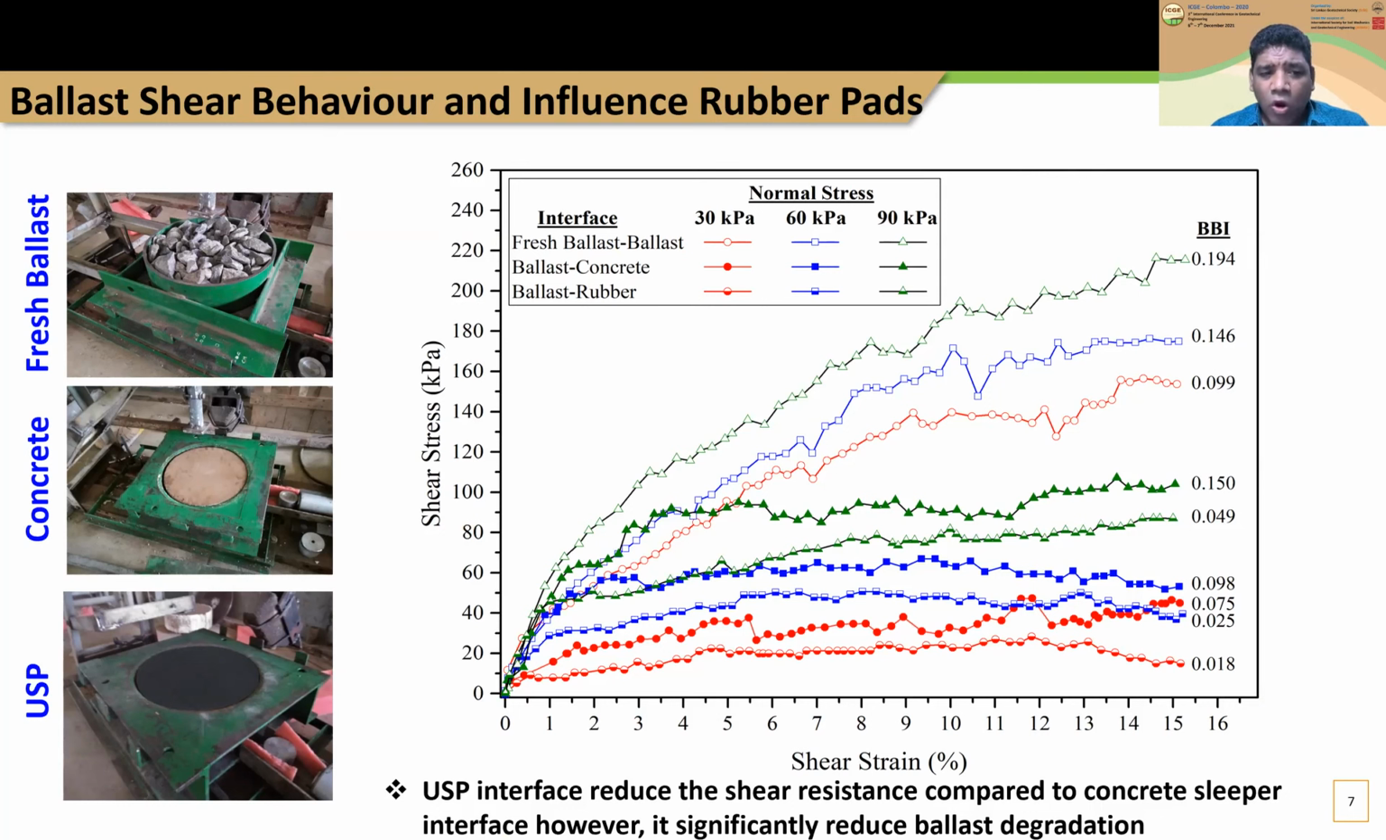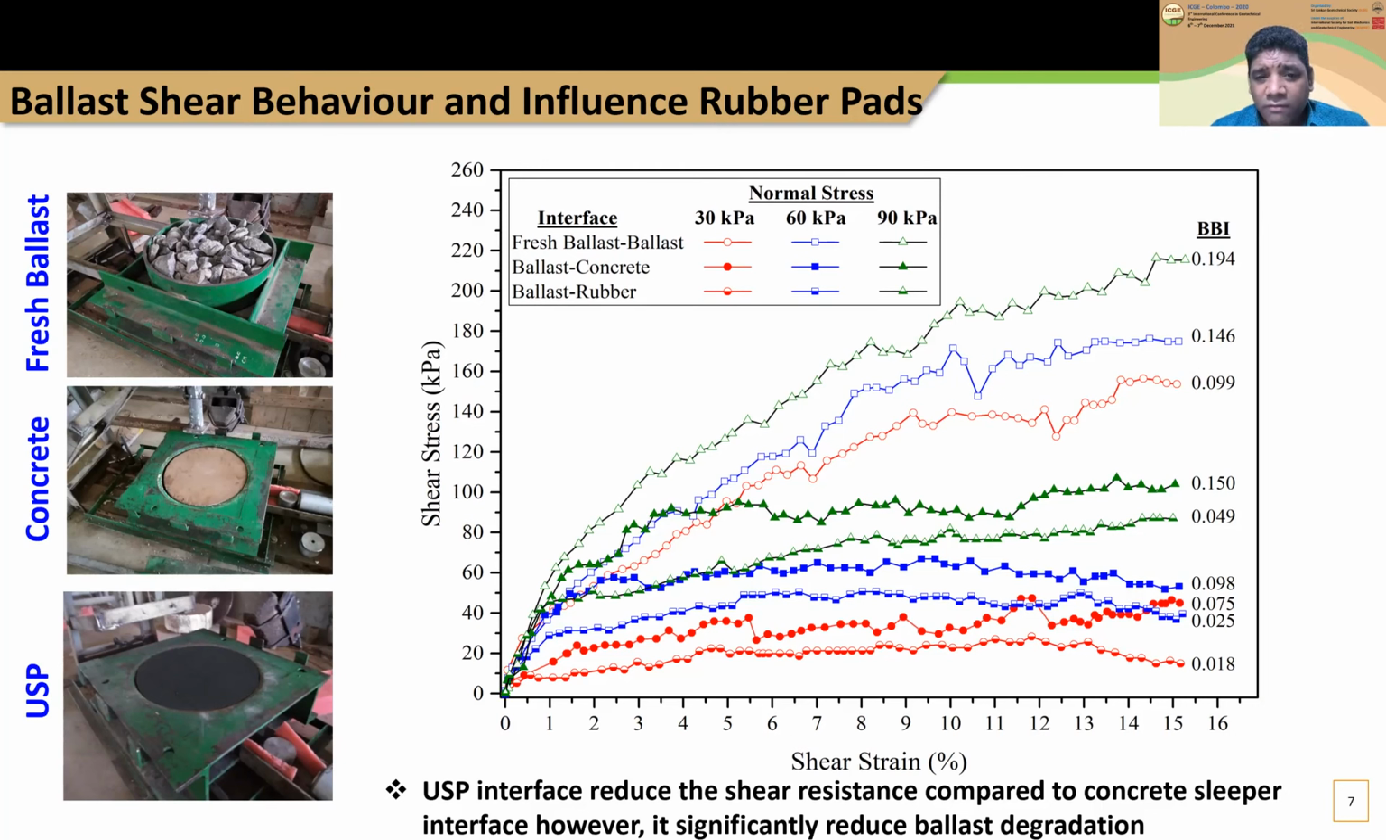On top, we call it under sleeper pads, and at the bottom we call it under ballast mat. The under sleeper pads are glued to the concrete sleepers. Then we wanted to check how the shear is going to be influenced when we use the under sleeper pads. This test result shows that the shear resistance of the ballast rubber interface is comparatively lower compared to the fresh ballast or the ballast to concrete interface.